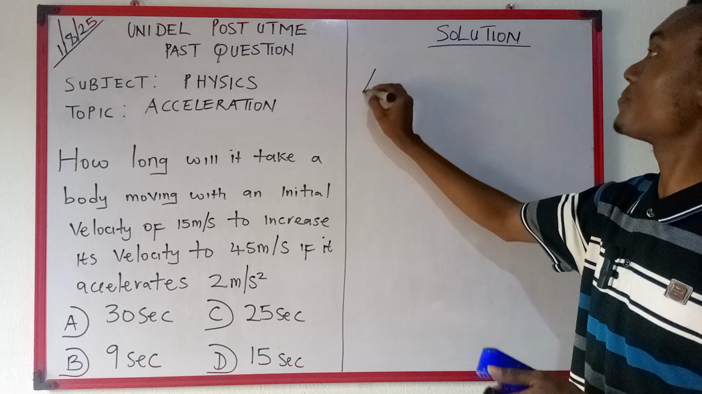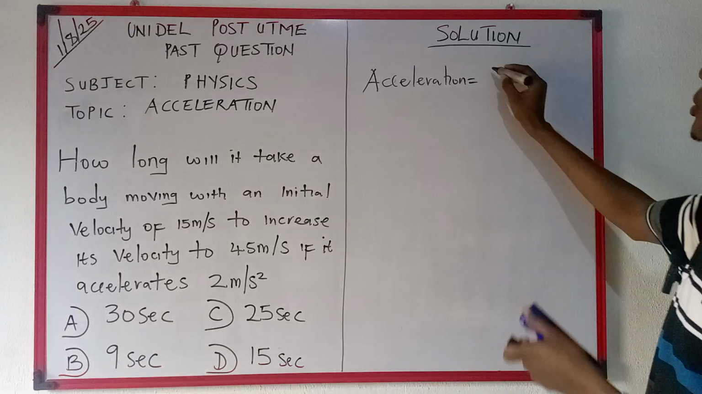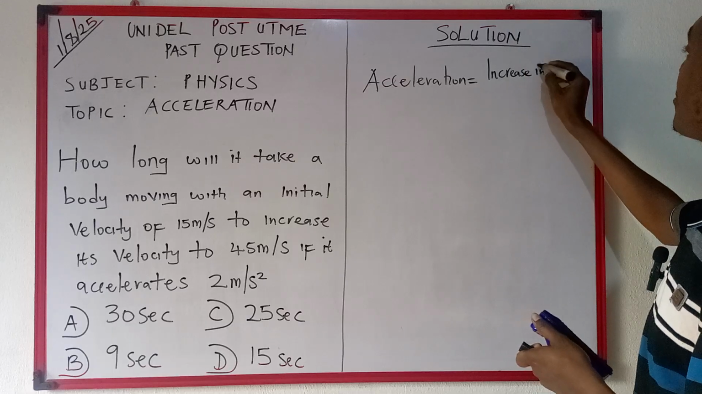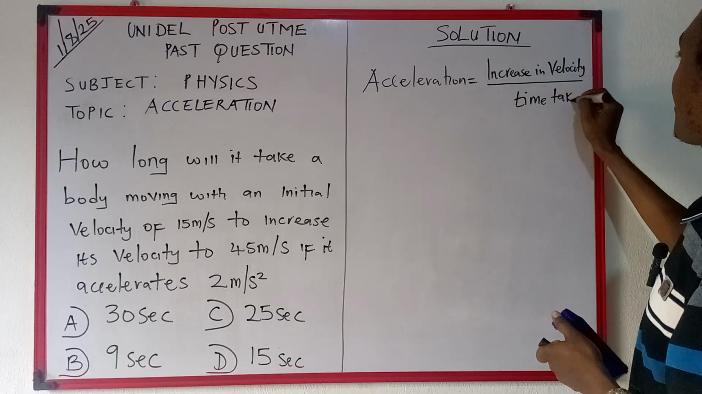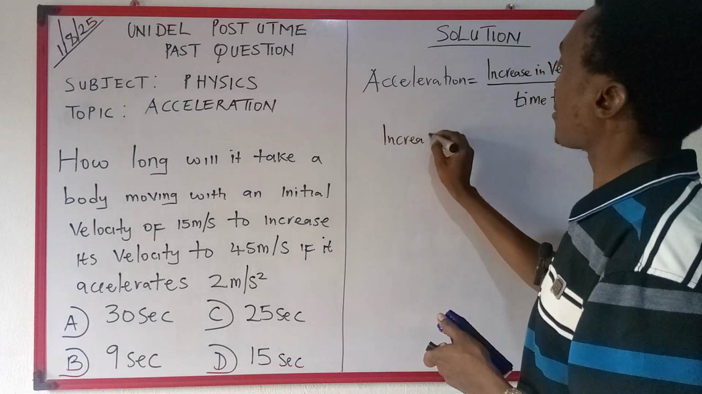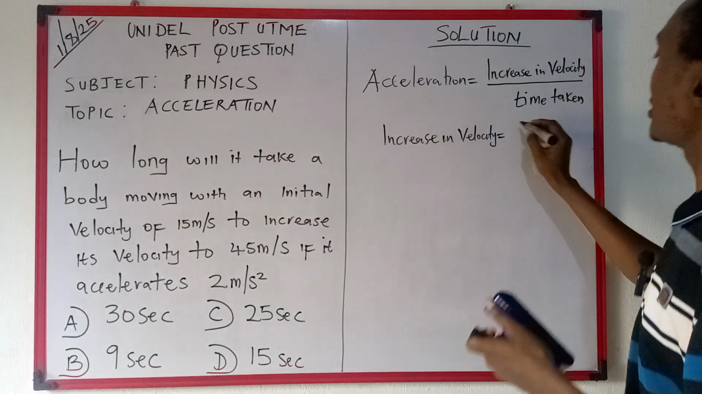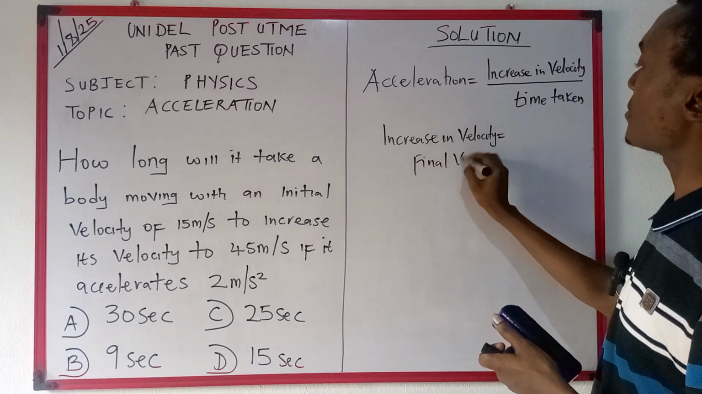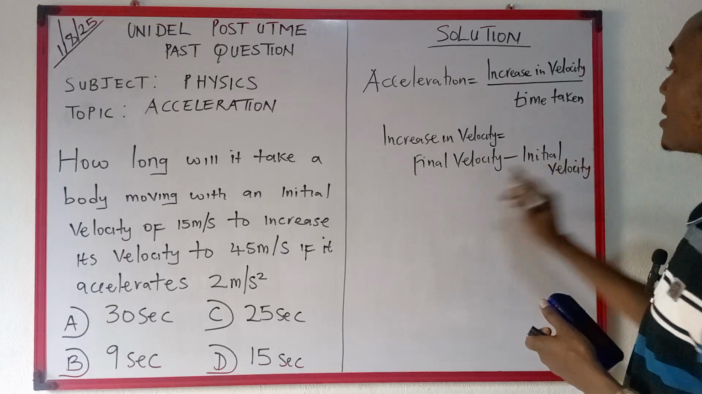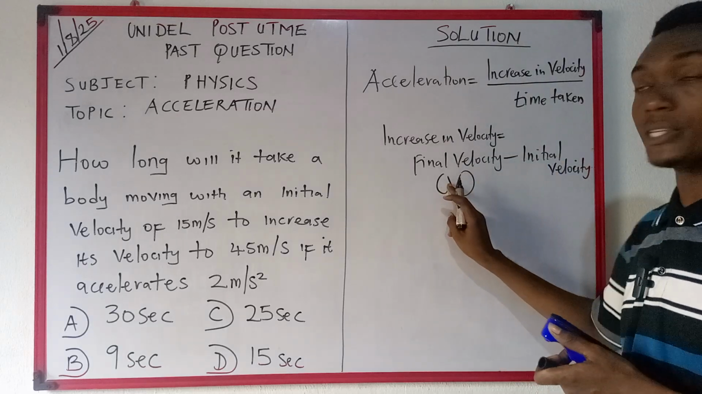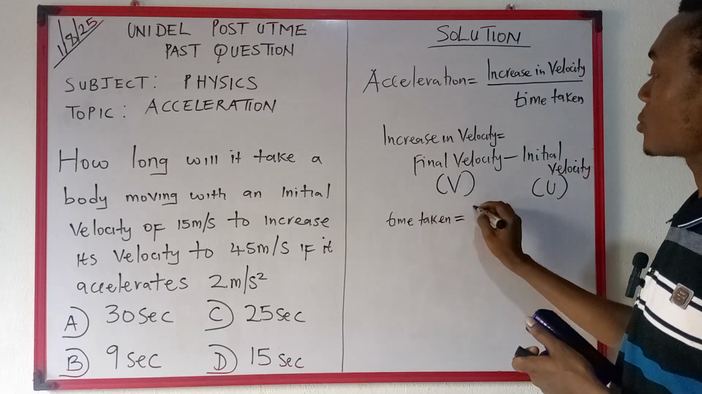Now we all know that the acceleration formula is always giving us increase in velocity over time taken. Now this increase in velocity is always final velocity minus initial velocity. The symbols are, for final we use v, while for initial we use u. Time taken, we use small t.